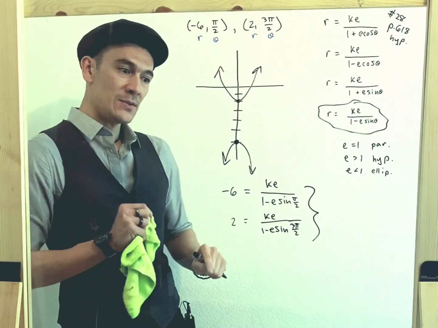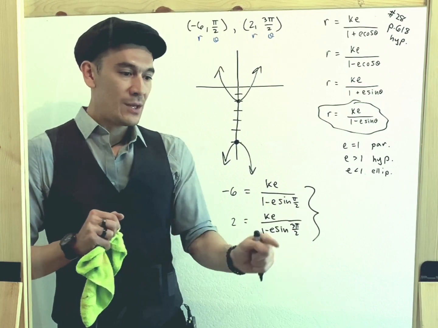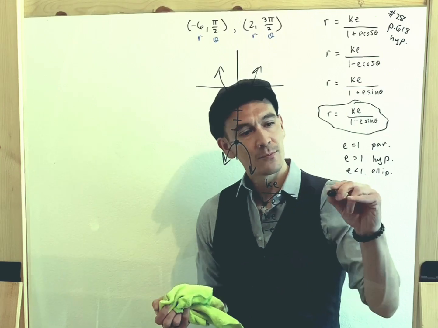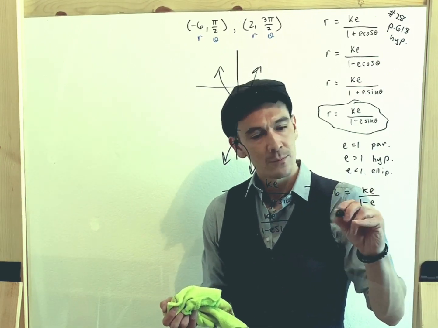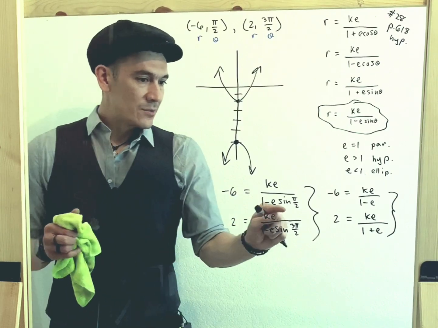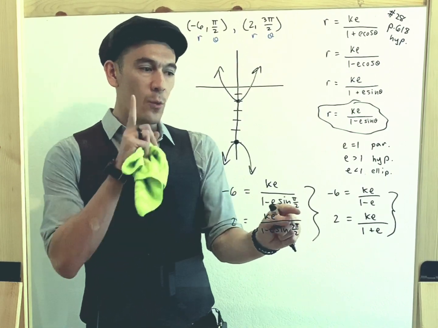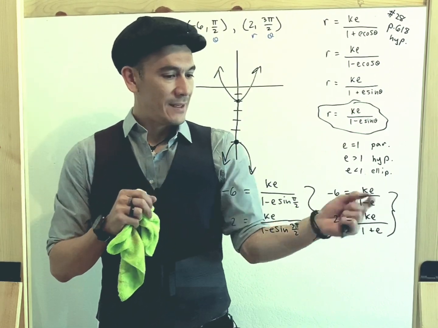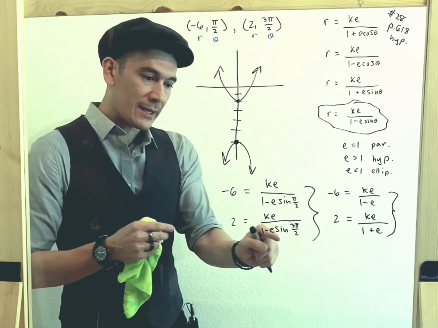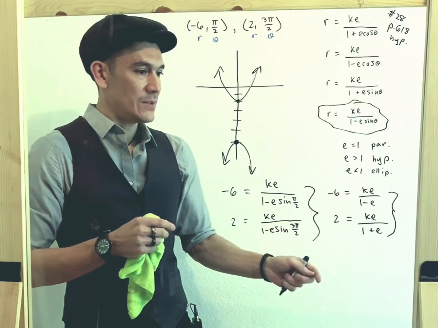Now, think of the unit circle. What's sine of pi over 2? What's sine of 3 pi over 2? And fill in those numbers. That's what you should get because remember, sine of pi over 2 is 1. 1 times e is e. Sine of 3 pi over 2 is negative 1. Negative 1 times negative e is positive e. So this is what we get.